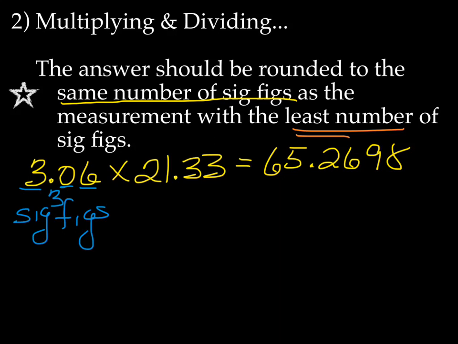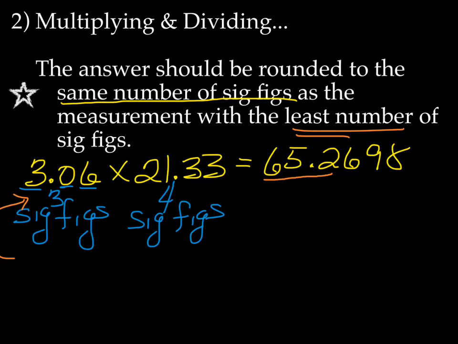All right, how about 21.33? How many sig figs does that number have? I say 4 sig figs because they are all non-zero digits, and all non-zero digits are significant. All right, so now we know the number of sig figs in the original problem, 3 and 4. So how many sig figs should the answer have? Well, the answer should be rounded to the same number of sig figs as the measurement with the least number of sig figs. That means our answer should have 3 sig figs, which means we're going to keep the first 3 numbers, which means we've got to do some rounding.